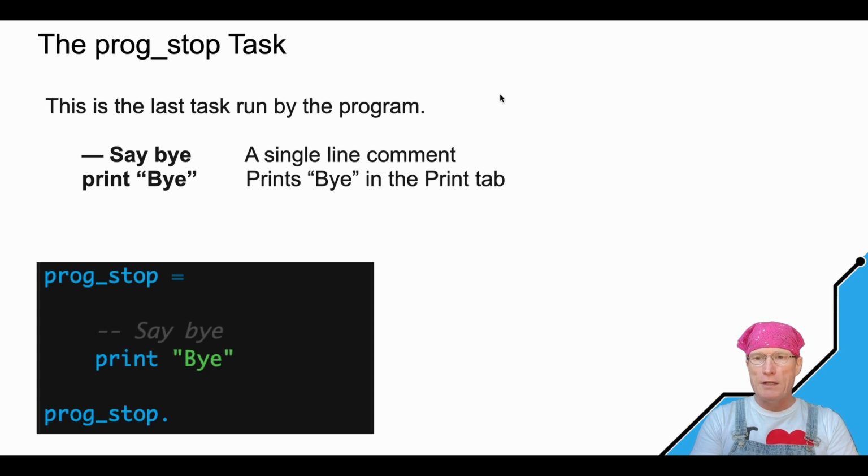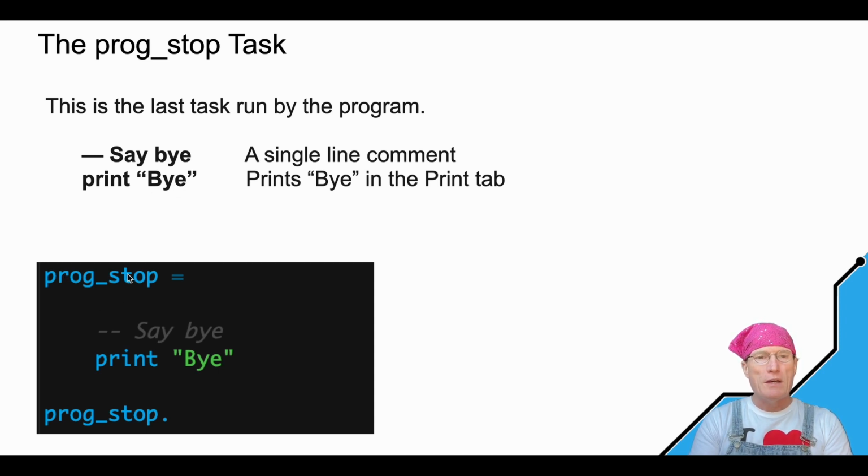Next, we come to the last task in our program, and it's the prog_stop task. Now, in an Octagon program, prog_stop is always the last task run before a program stops, and that's where you clean things up, whatever you need to do at the end of your program. So in our program, we had the comment say bye, followed by print bye. So all this line is doing is printing the word bye in the print tab.